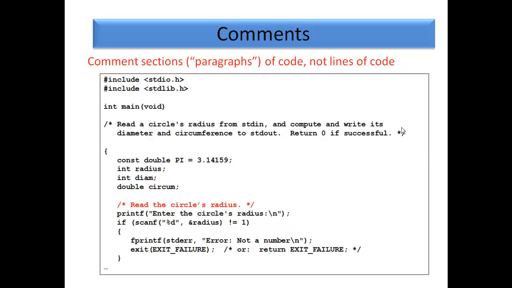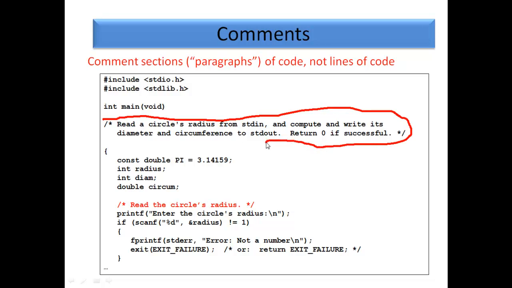So if you look at this code, this is the comment we have given. It properly says that this is a function which is going to read a circle's radius from the user input called stdin, and compute and write its diameter and circumference to stdout. So the function of every module can be understood by comments.